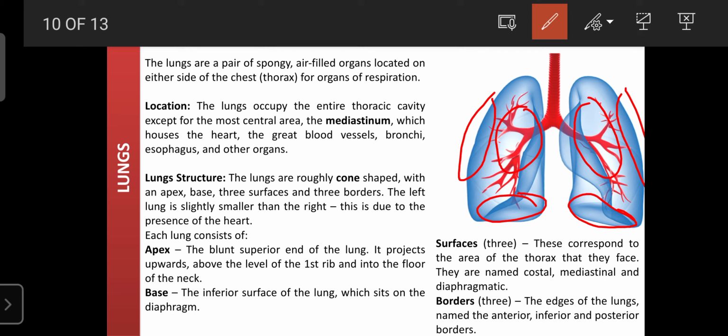Regarding the borders, the lungs have three borders, that is the anterior, inferior, as well as the posterior borders.